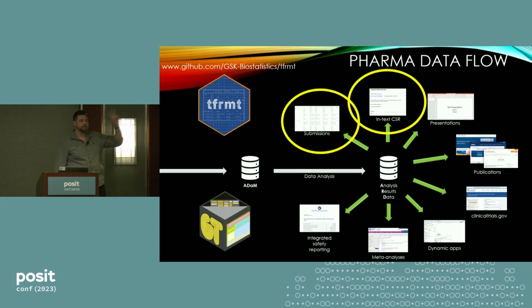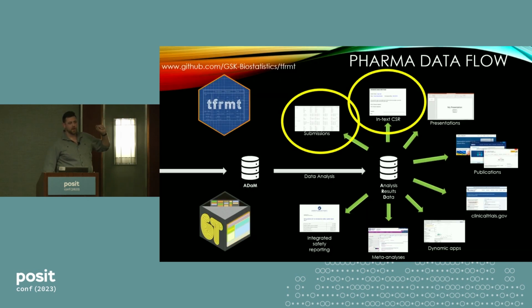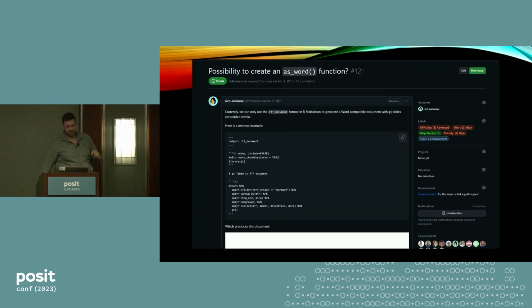However, we had two types of output that we needed to support: submissions and in-text CSRs, which are essentially Word documents. And at the time that we started working on this, before I got involved, there had been this issue that had been open for 3 years: the possibility to create an as-Word function.